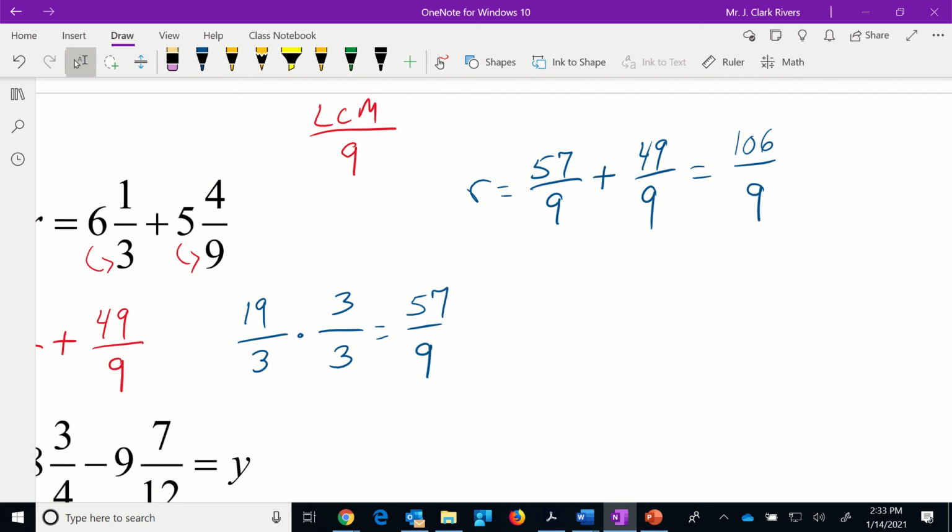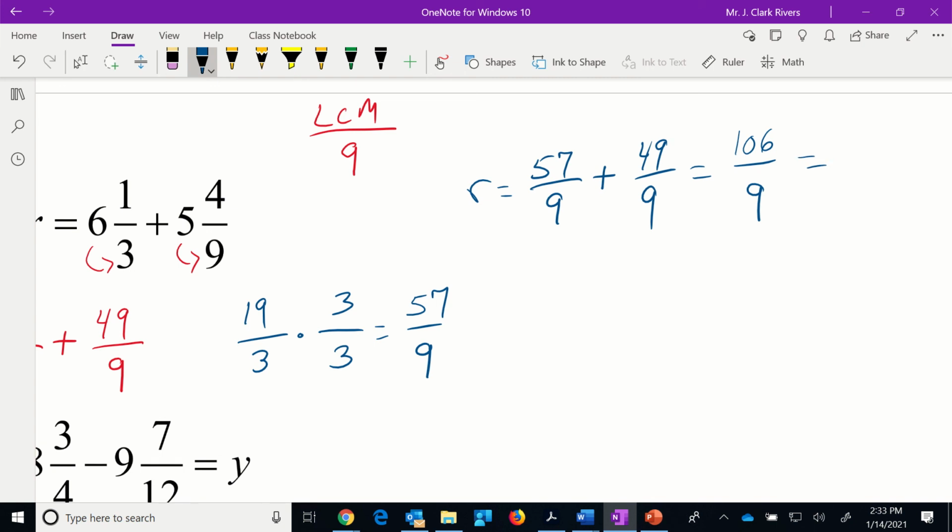All right. Is that a simplified fraction? Well, 9 is divisible by 3. Is 106 divisible by 3? 1 plus 0 plus 6 gives us a sum of 7. The answer is no. It's not divisible by 3. So that is our answer. We can report our answer as a simplified improper fraction, which is what we have there.